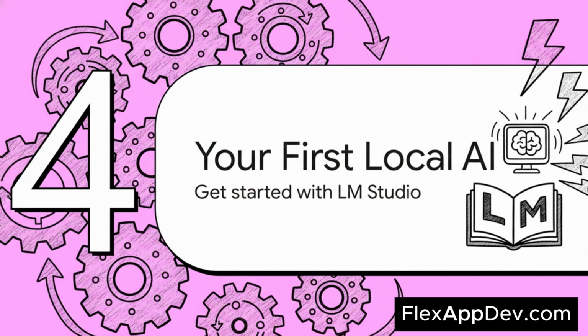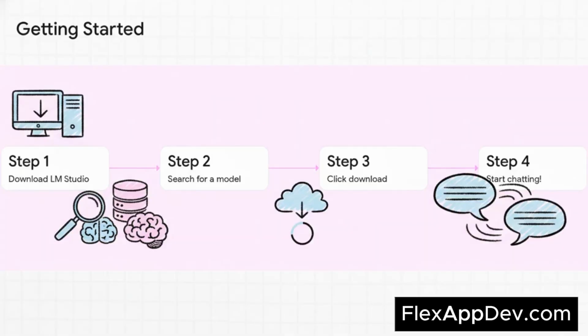All right, now for the fun part. Let's actually get you up and running with your very first local AI. We're going to use a free tool called LM Studio, and you'll see just how shockingly simple this is. And that's basically it. I'm not kidding. You download the app, you use the search bar to find a model you like, you click download, and you're done. You can start chatting with your own private AI. It really is that simple.